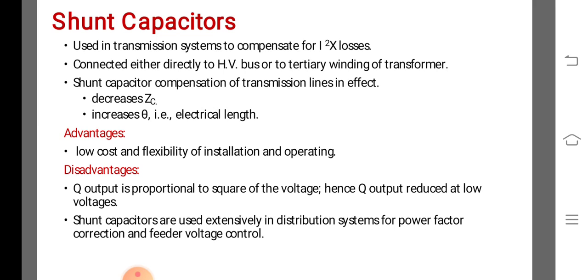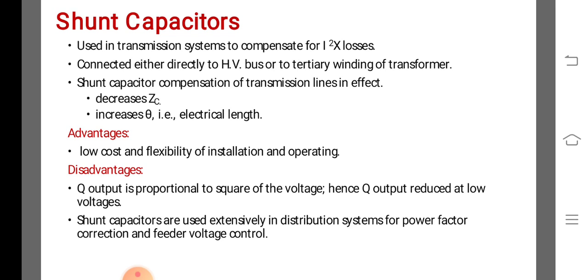Shunt capacitors are extensively used in power systems across loads or on supply lines, with the advantage of low cost and flexibility of installation and operation. Shunt capacitor disadvantages: the output is proportional to the square of the voltage, hence the output is reduced at low voltages. Shunt capacitors are used extensively in distribution systems for power factor correction and feeder voltage control.